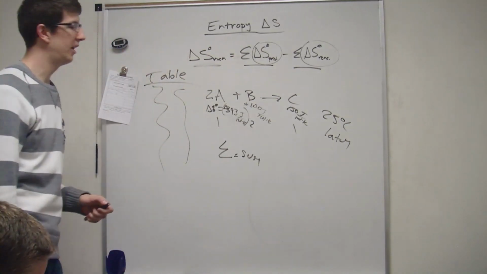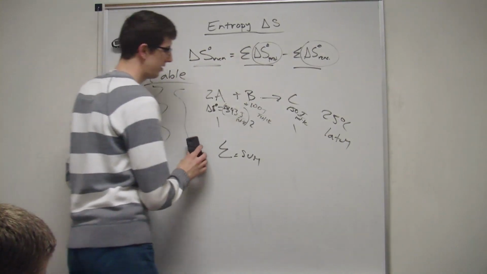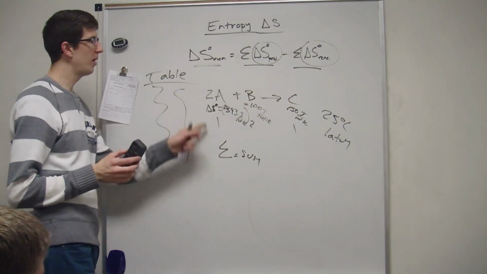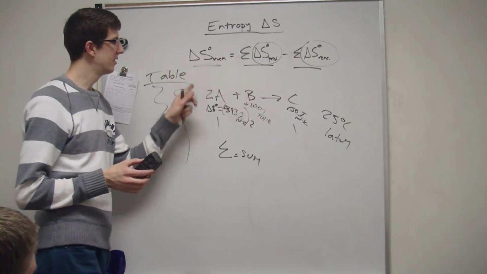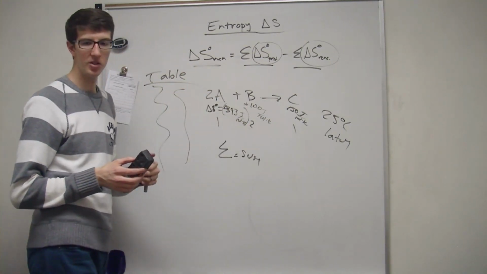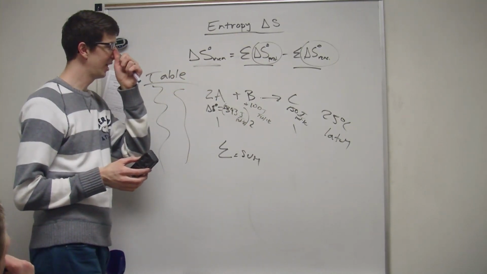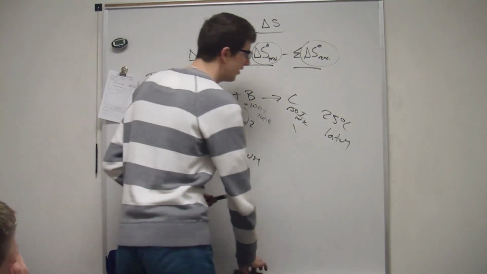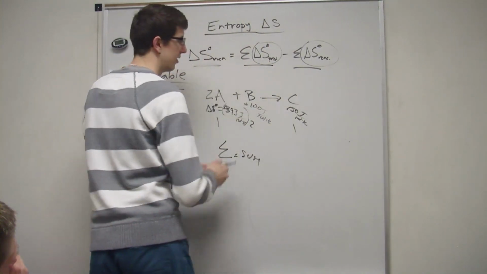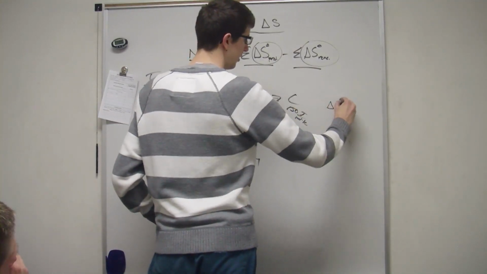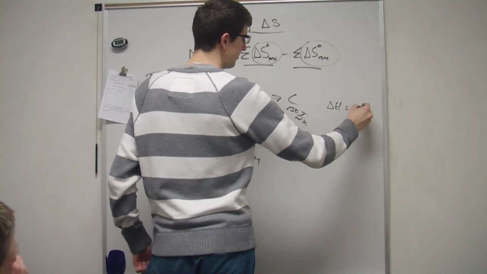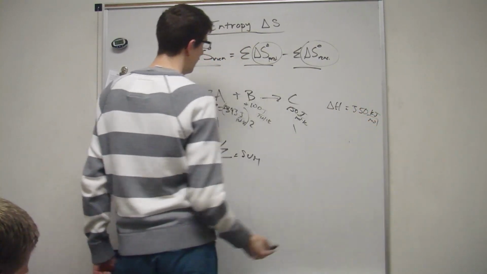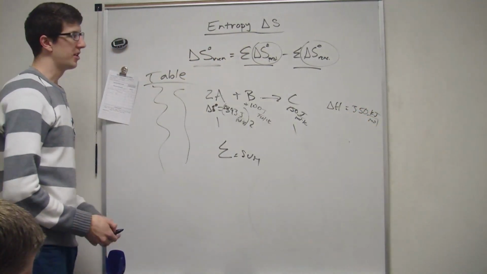Now, I could keep going on this, but this is just one way of doing it. If we've been given a bunch of values, it's really easy to do that. But sometimes we may have been given just the delta H of some kind. There's another equation that we can use.